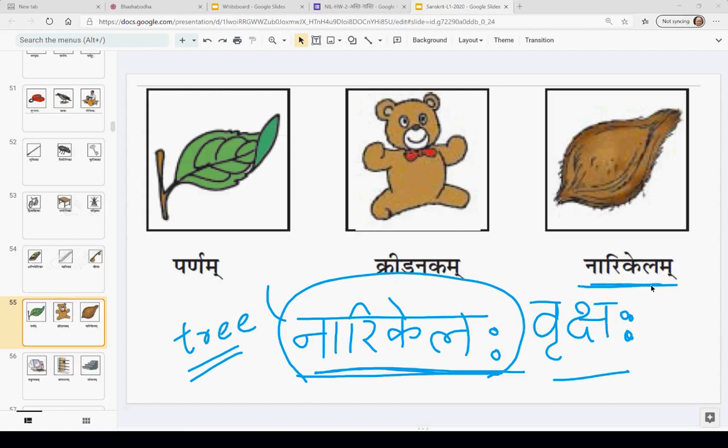But Narikelam in Napunsakalingam, it refers to Narikela Phalam. Phalam is Napunsakalingam. So if it is a Napunsakalingam word Narikelam like this, it is a fruit. It is a fruit or nut of that tree.